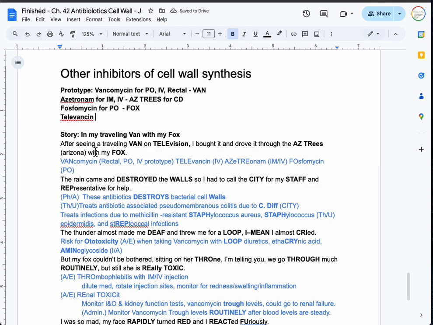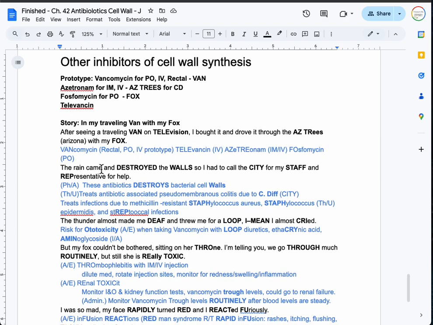After seeing a traveling van on television, I bought it. I bought the van and drove it through the Arizona trees with my Fox, because I used to live in Arizona. So vancomycin, a van, which is for rectal, IV, prototype; telavancin, television; azithromycin, AZ trees; and fosfomycin. These are the other inhibitors of cell wall synthesis.